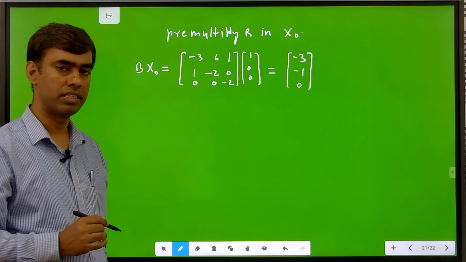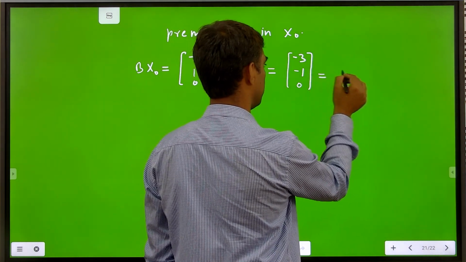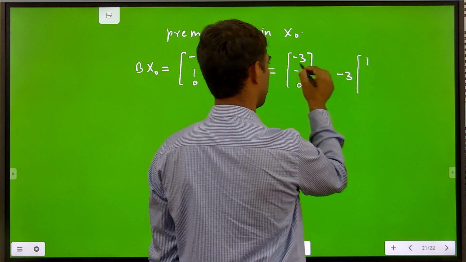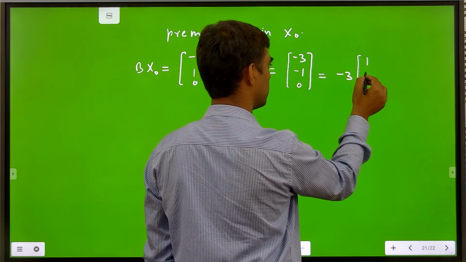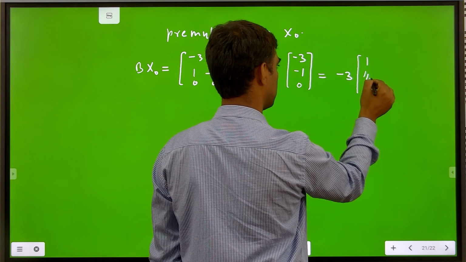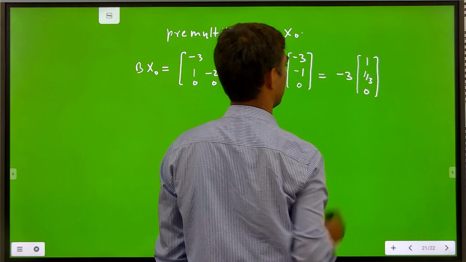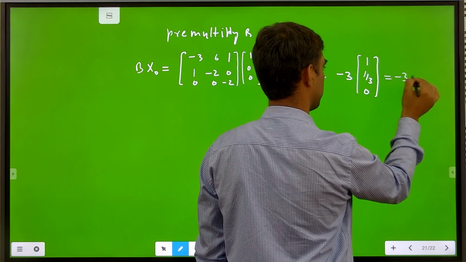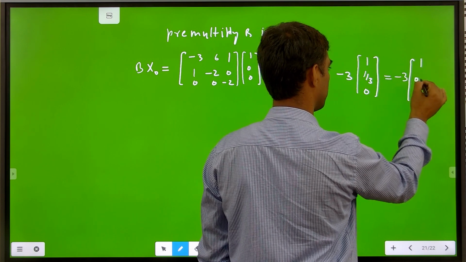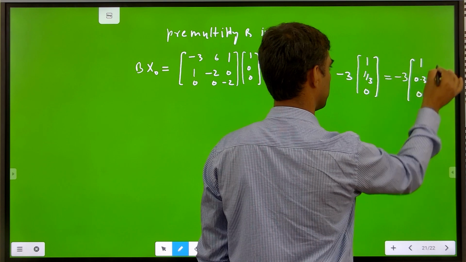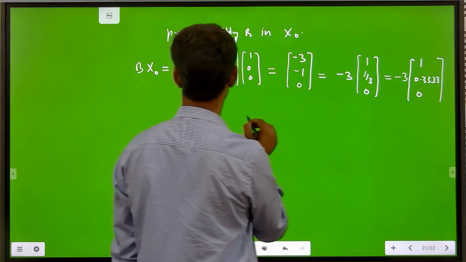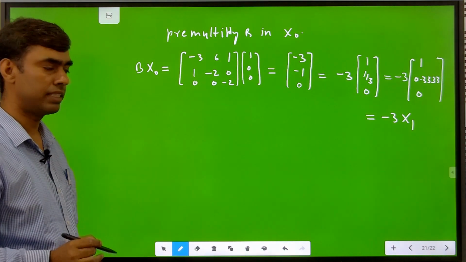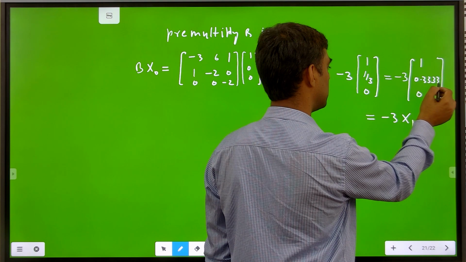In order to normalize by the numerically largest element, we take minus 3 outside, and inside we divide by minus 3. This becomes 1, 1 divided by minus 3 gives minus 1 by 3, and 0. Now if we simplify, it is minus 3 times [1, -0.3333, 0]. So for the next iteration, x1 becomes [1, -0.3333, 0].